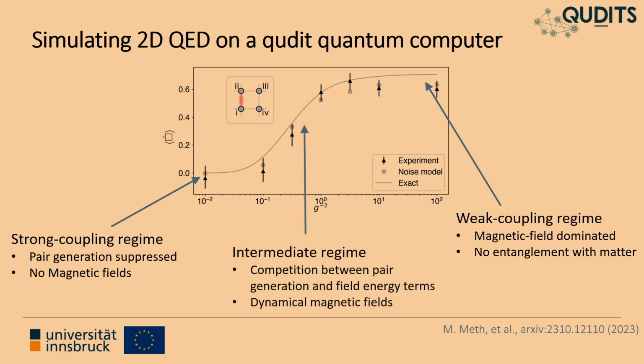The interesting part is here in the intermediate regime, where you really have all terms roughly equal magnitude. So you have this competition between the field terms and the matter terms. And you then get dynamic and magnetic fields. You get entanglement between matter and gauge fields. So this is where the interesting stuff happens. And essentially the way you see this is the slope changes. The stronger the interaction between matter and fields, the shallower that slope becomes.